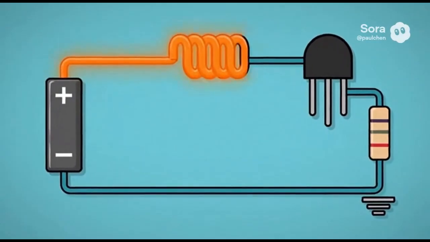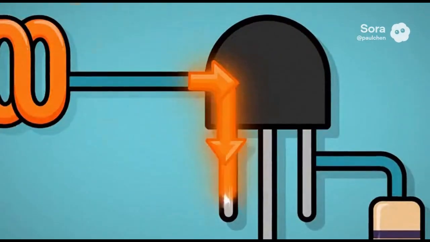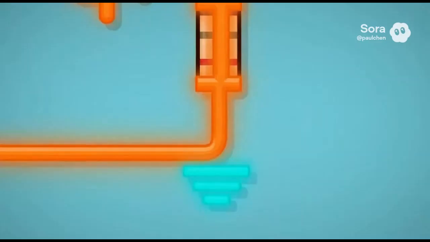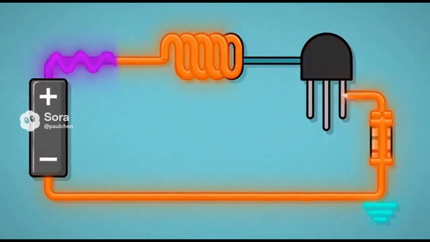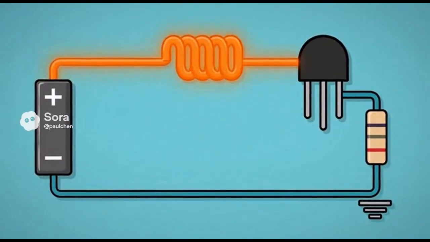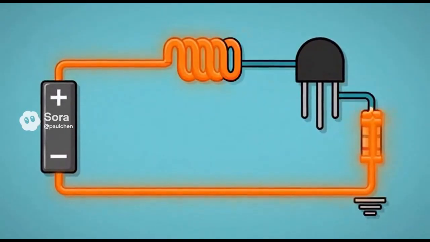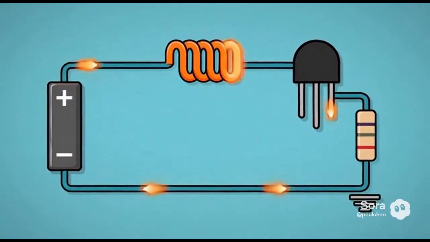Now let's trace the DC current path. Current flows from the power supply, through the inductor, into the transistor. It exits through the emitter resistor and returns to ground. The inductor allows DC to pass while blocking high-frequency signals.